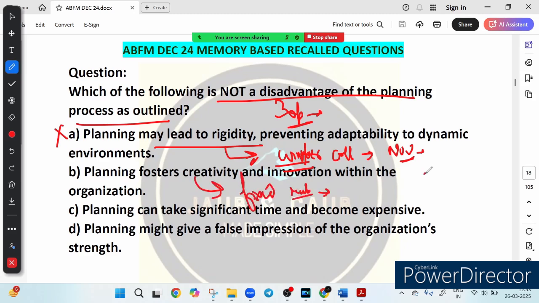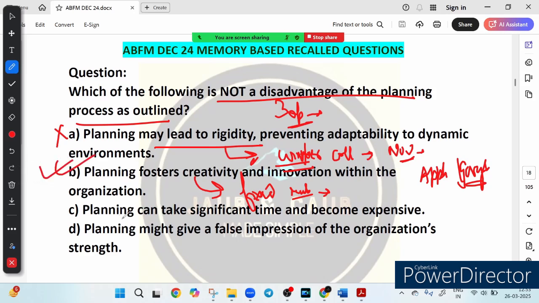For example, a tech company like Apple or Google encourages employees to experiment with new ideas, but if they are forced to follow a strict plan, they may reduce innovation. Why is this not a disadvantage? Because the question asks for a statement that is not a disadvantage of planning. Planning actually limits creativity. It does not promote it. So this is not a disadvantage, so it is the correct answer.